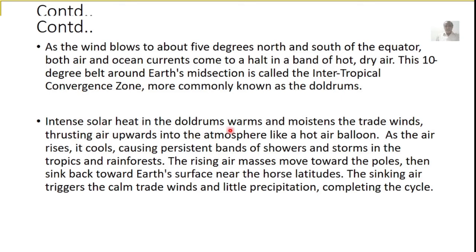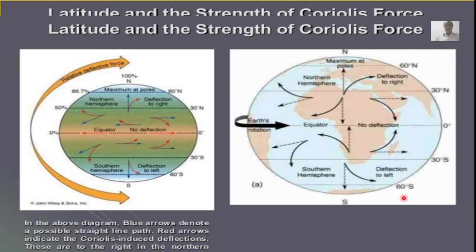Intense solar heat in the doldrums warms and moistens the trade winds, thrusting air upwards into the atmosphere like a hot air balloon. As the air rises, it cools, causing persistent bands of showers and storms in the tropics and rainforest. The rising air masses move towards the poles, then sink back towards Earth's surface near the Earth's latitude. The sinking air triggers the calm trade winds and little precipitation, completing the cycle.